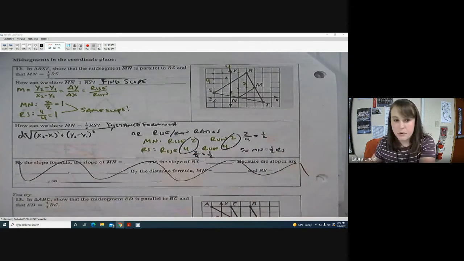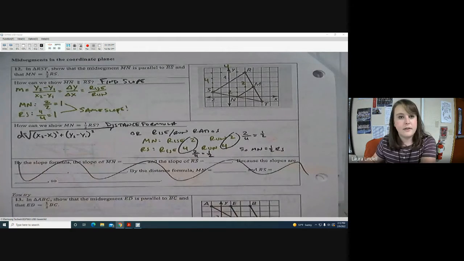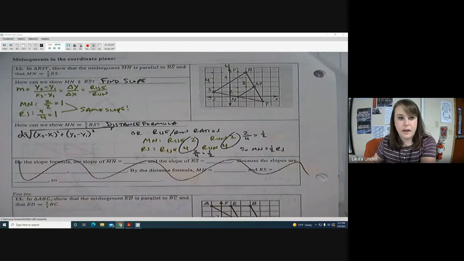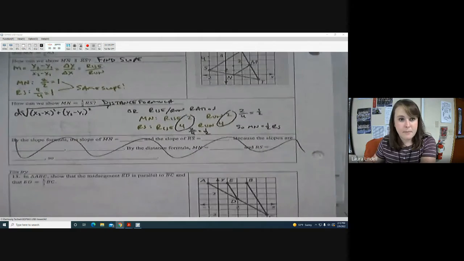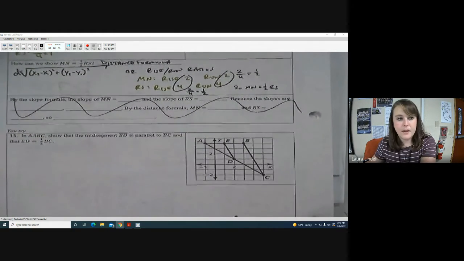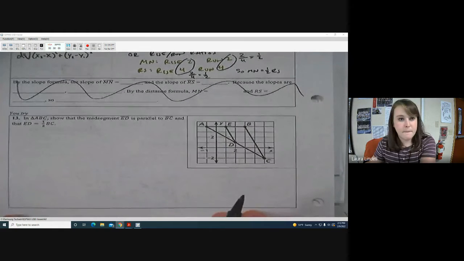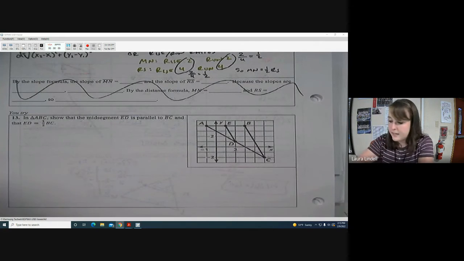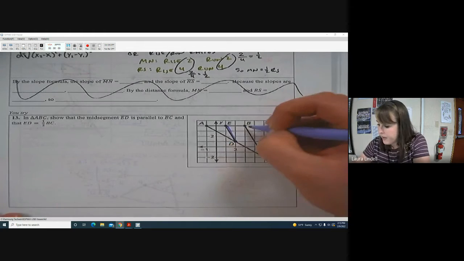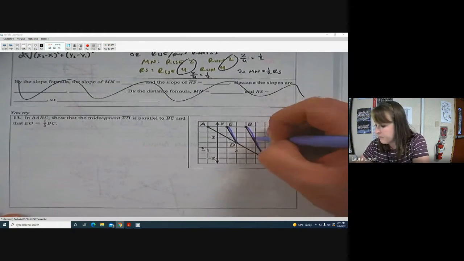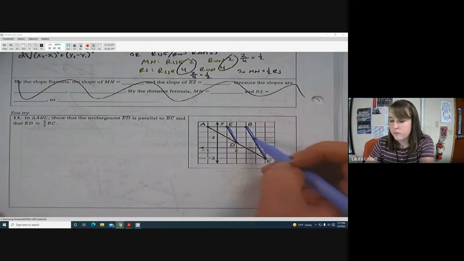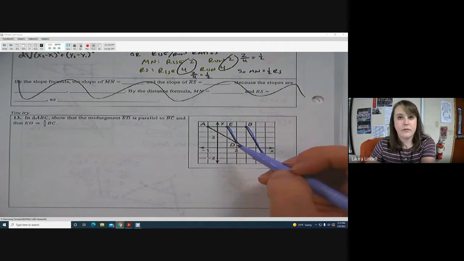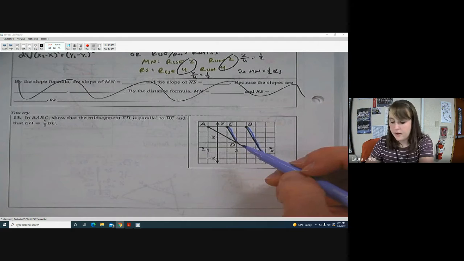I'm going to cross out that part of the notes and jump down to the last thing here. On the last one, we're going to do the exact same thing that we did up top. But instead, I would encourage you to pause the video and try this one on your own. Find the slope of both the midsegment ED and of the opposite side BC. And then show that their rise and run ratios have that 1/2 relationship. Then unpause the video and we'll do it together.